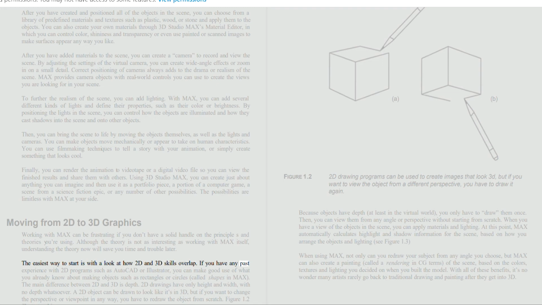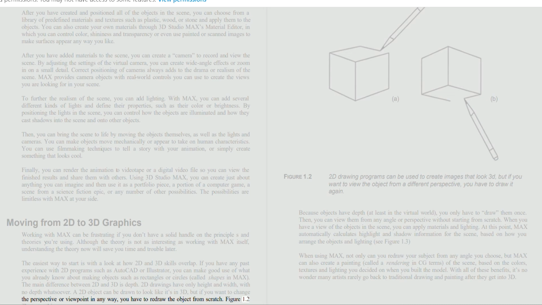If you have any past experience with 2D programs such as AutoCAD or Illustrator, you can make good use of what you already know about making objects such as rectangles or circles, called shapes in Max. The main difference between 2D and 3D is depth. 2D drawings have only height and width, with no depth whatsoever. A 2D object can be drawn to look like it's in 3D, but if you want to change the perspective or viewpoint in any way, you have to redraw the object from scratch.